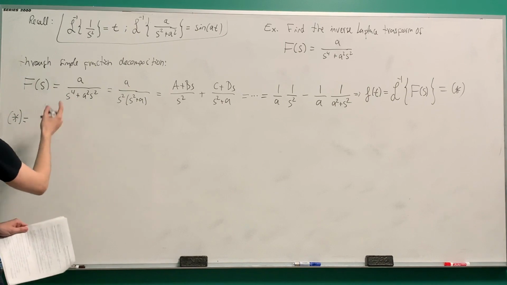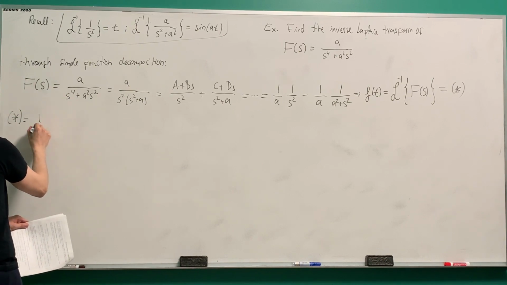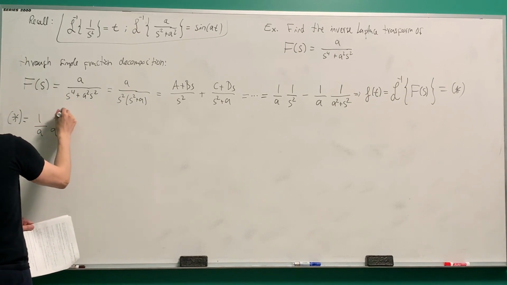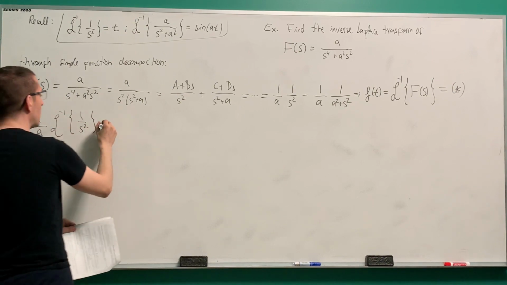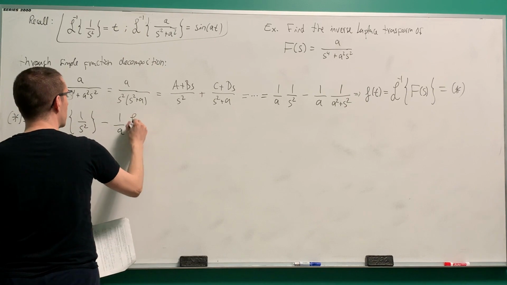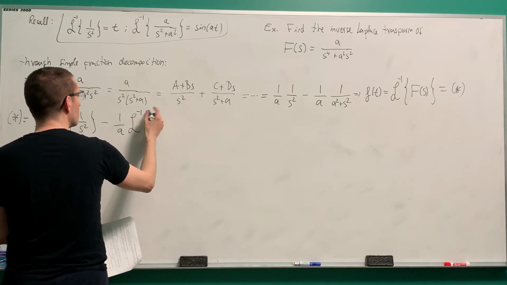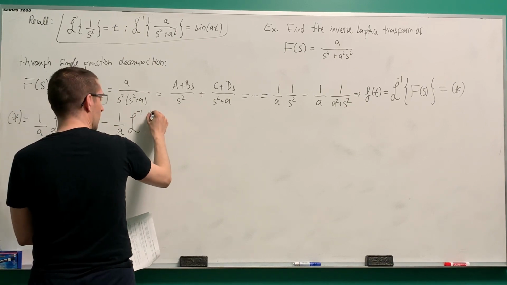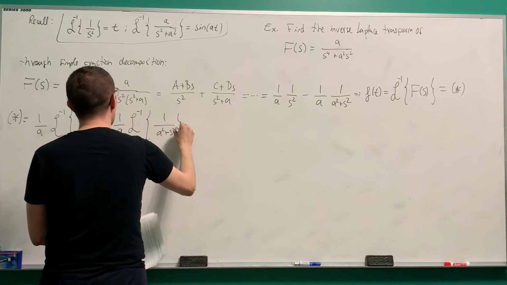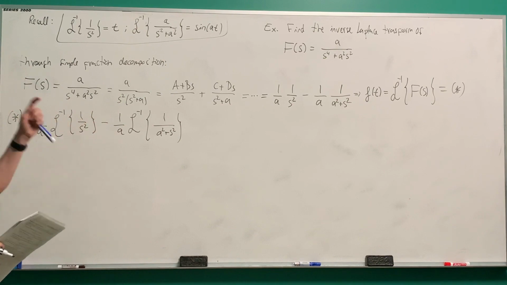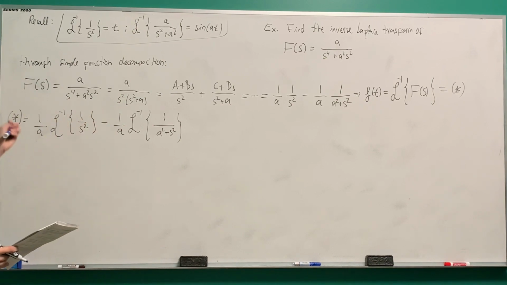That thing would be equal to, because of linearity, right, 1 over a times the inverse Laplace of 1 over s squared, minus 1 over a times the inverse Laplace of 1 over a squared plus s squared. Now, these two functions are very similar to two Laplace transforms that we learned how to do.